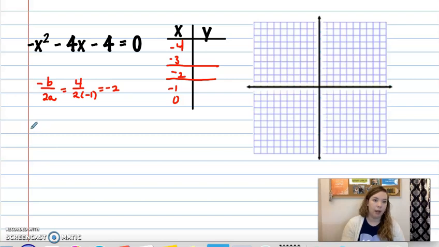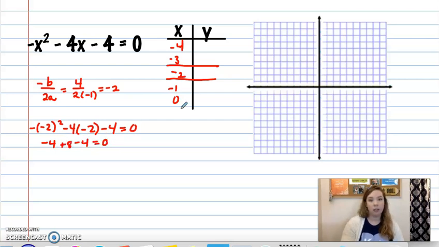So here I'll have the opposite of -2 squared minus 4 times -2 minus 4. So this would give me -4 plus 8 minus 4. Looks like that's going to give us 0 right there. And then if I plug in a -1, that would give me -1 plus 4 minus 4, which is going to be a -1. And if I plug in 0, I should get -4.